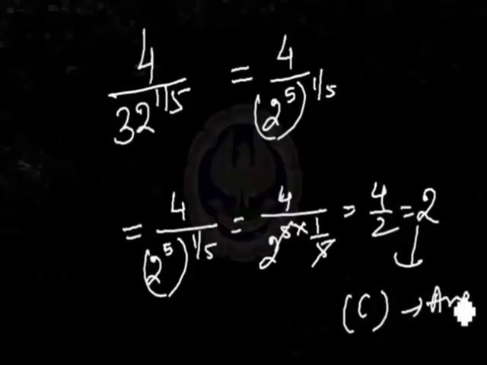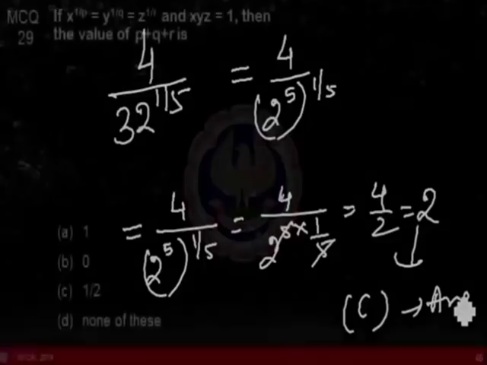Correct? Just remember the basic 4 laws, please. It's very simple. A to the power m into a to the power n is equal to a to the power m plus n. A to the power m by a to the power n is a to the power m minus n. A to the power m whole to the power n is equal to a to the power mn. And a to the power minus m is equal to 1 by a to the power m. I'm just repeating this so that it registers in your mind. Okay? Let's move on to the next question.